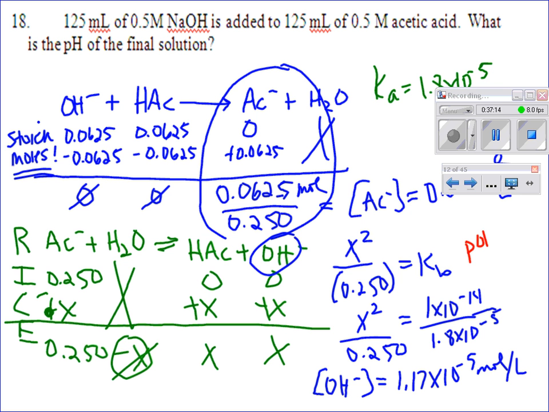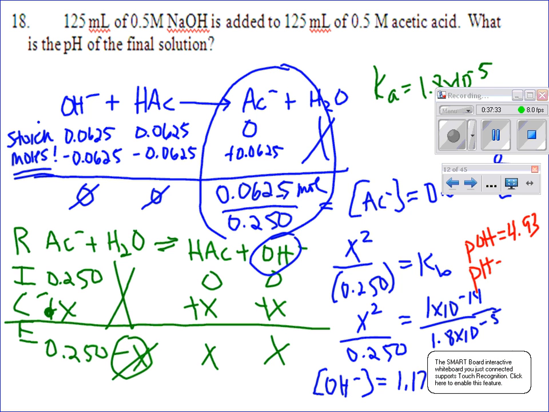Oh, there goes the smart board again. pOH equals 4.93, and a pH is therefore 9.07. The smart board's still blinking. It'll hopefully get back someday. pH 9.07. All right.